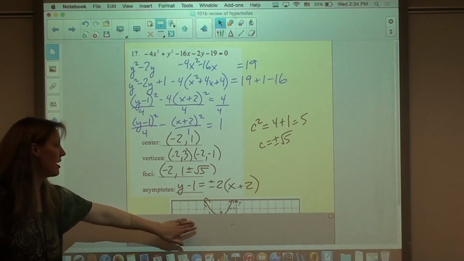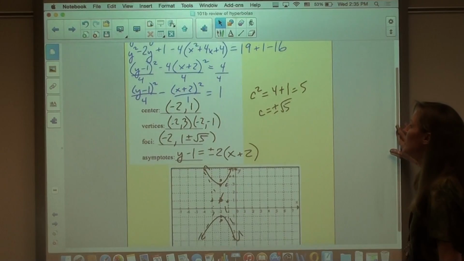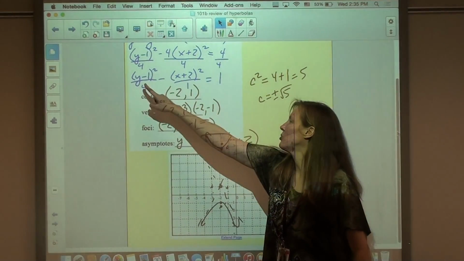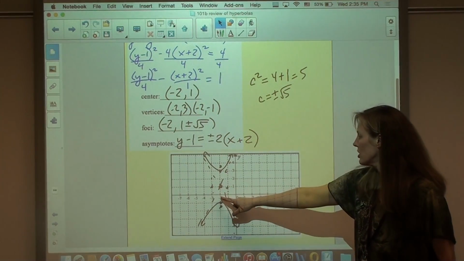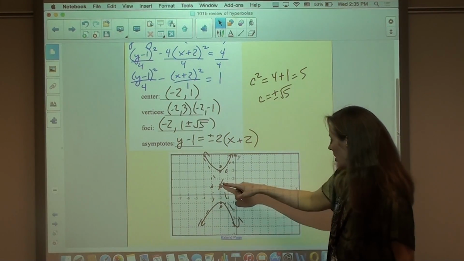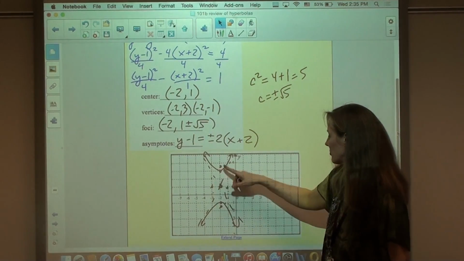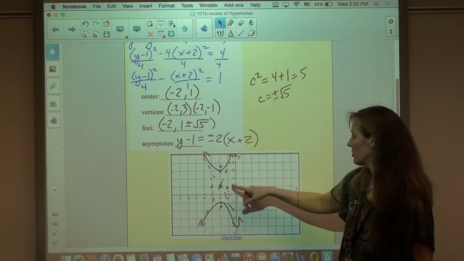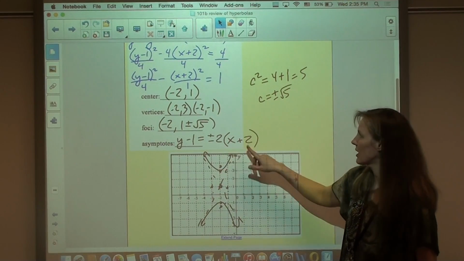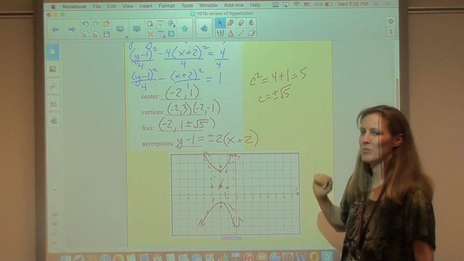After that, it's all just everything that we've done so far. Nothing is different. So your center is at -2, 1. Plot the center. Then you're going to go left 1, right 1 from the center, and then up 2, down 2 from the center for your y's. Make your little box, draw your asymptotes, sketch the hyperbola: center, vertices, foci, asymptotes.